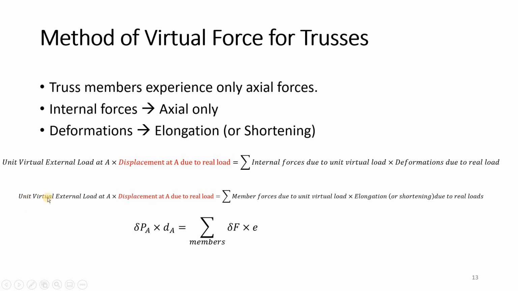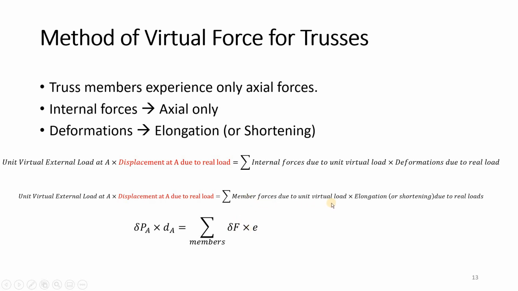Let's represent unit virtual external load at A by delta PA. Delta P is just a symbol for virtual external load, and A is to tell that we have applied it at point A. And then displacement at A due to real load has been represented by dA. D is for displacement, and A is to tell that it is at point A. And then this is a summation for all members.